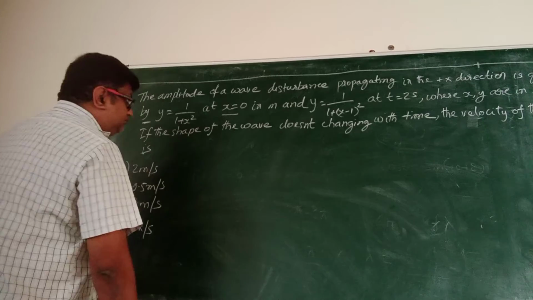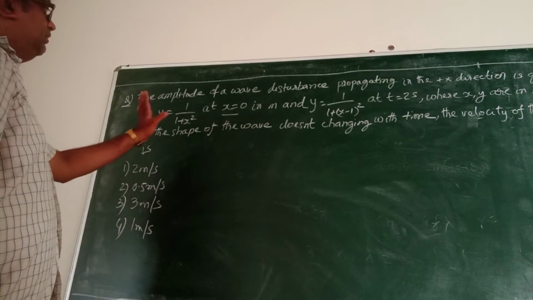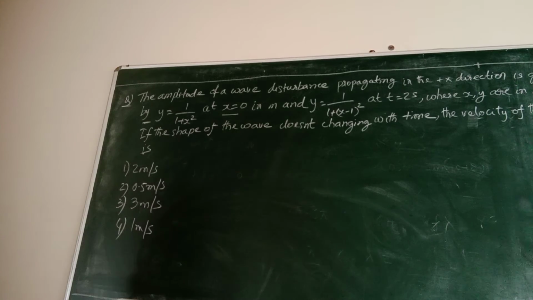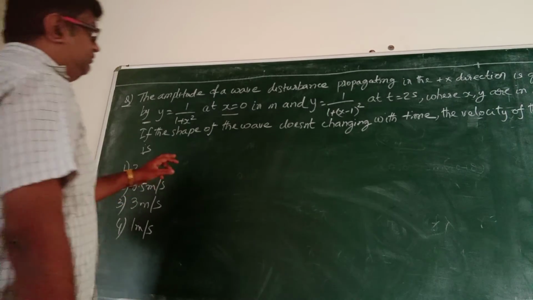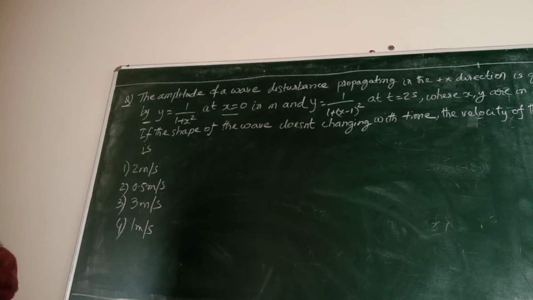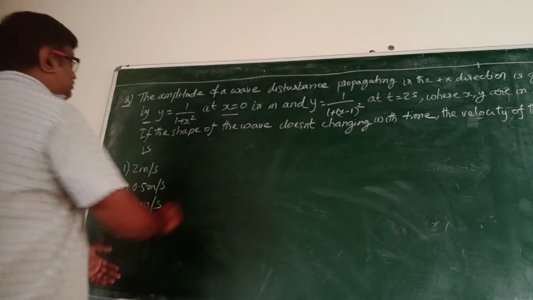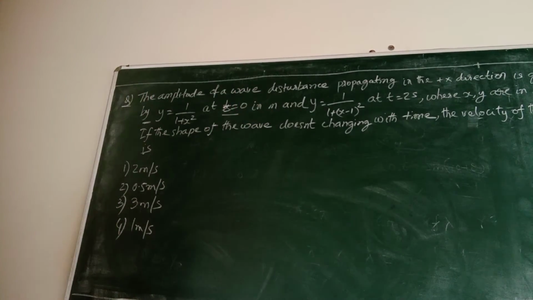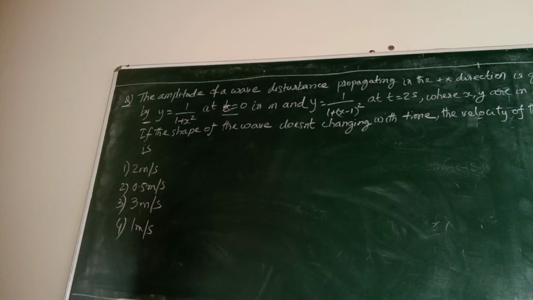Okay. See here, the wave equation is given at two different times. Okay, at t is equal to 2 seconds, and this is t is equal to 0, not x is equal to 0. Okay, at t is equal to 0 and t is equal to 2 seconds, the wave equation is given to you, and you have to find the speed.